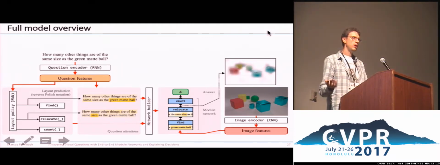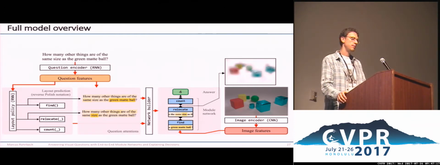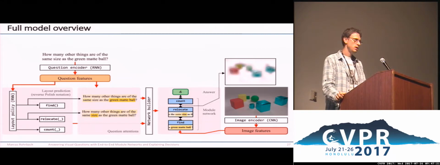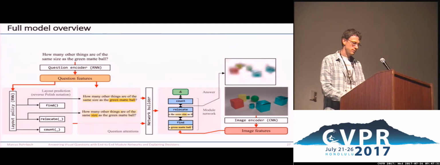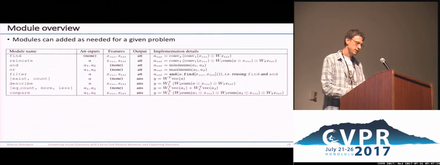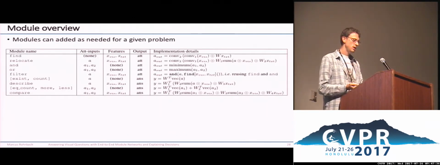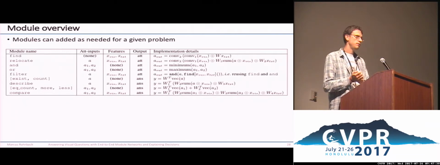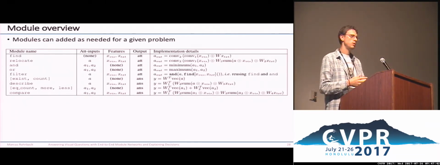To be able to learn that, because there are discrete steps we have to do, we use reinforcement learning to optimize it, where only the answer is used to reward the reinforcement learning. And yeah, there's a large variety of modules which we have, and they can be defined in whatever way you need them for your problem.